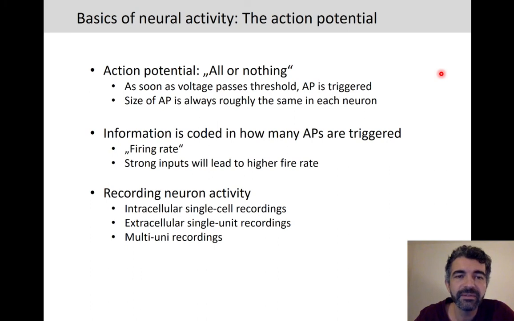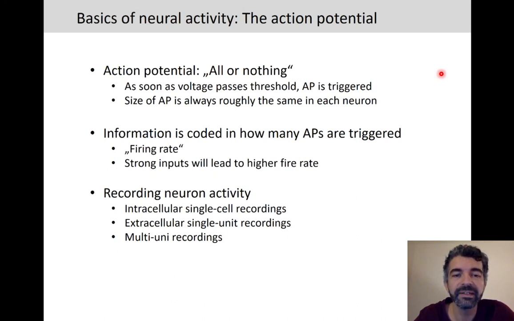So the question is, of course, how can we code different information? For example, how does a neuron code warm versus hot, or some pain versus a lot of pain, or bright light versus dim light? Well, this is all coded in the so-called firing rate of a neuron. So rather than the amplitude of the action potential varying, which cannot happen, there will be more or less action potentials happening. So strong inputs will lead to a higher fire rate of neurons.